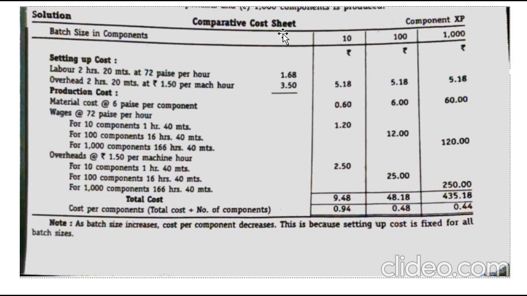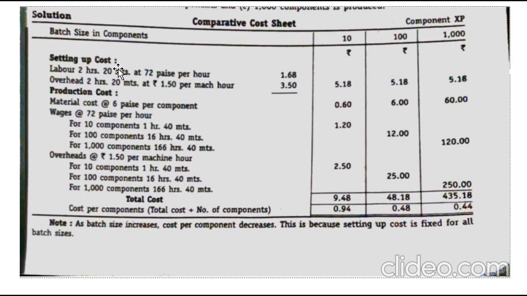So first, comparative cost sheet, solution, component XP. So the component name is XP. Batch size in components: 10, 100, 1000. So this is the batch size. So first is setting up cost. Here, first the machine will be set up. So that is the initial stage of your production.